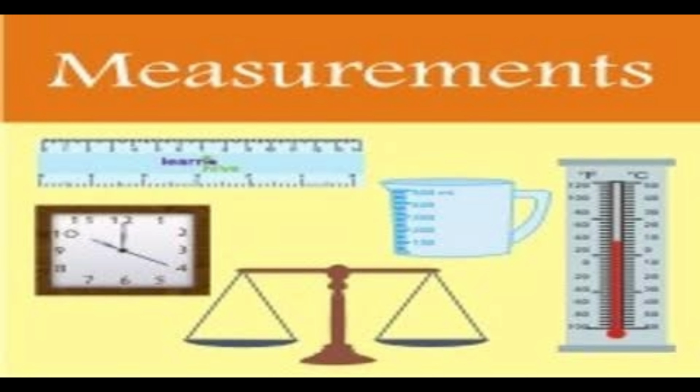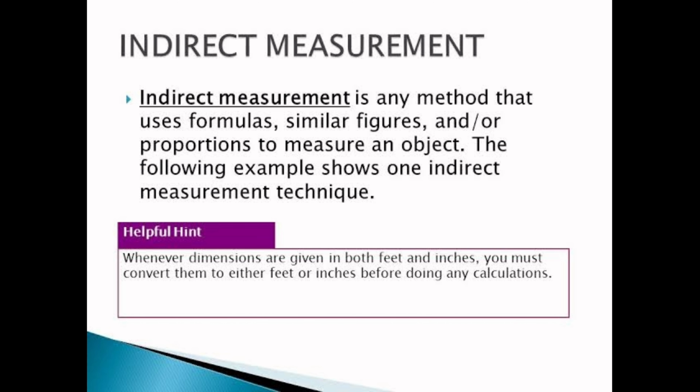So all these are direct methods of measurement, and some measurements cannot be conveniently made this way. So sometimes we have to use indirect methods of measurement also. Children, you all know about direct methods of measurement. Now I'm going to tell you about indirect methods. Indirect methods are used to measure small lengths and widths. It is any method that uses formulas, similar figures and proportions to measure an object. So this is the indirect method.